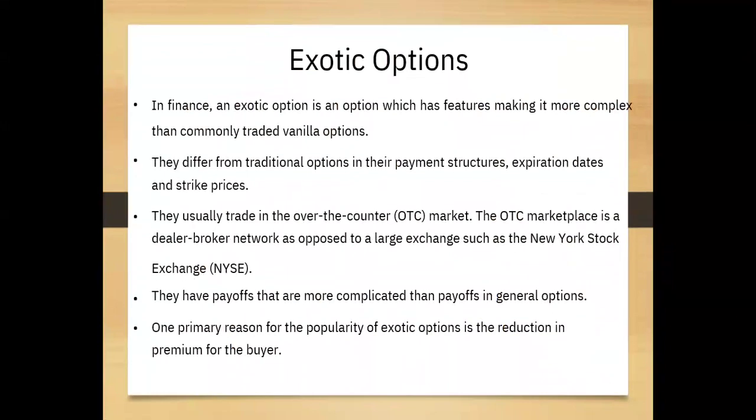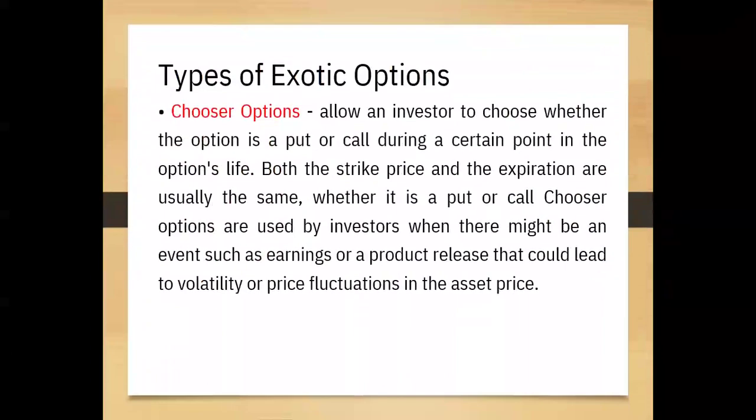Again, exotic options. An exotic option is an option which has features making it more complex than commonly traded vanilla options. They differ from traditional options in the payment structure, expiration dates, and strike prices. They usually trade in the over-the-counter market, a dealer-broker network, as opposed to large exchanges such as the New York Stock Exchange. They have payoffs that are more complicated than payoffs in general options. One primary reason for the popularity of exotic options is the reduction in premium for the buyer.